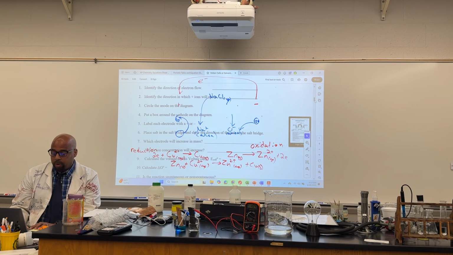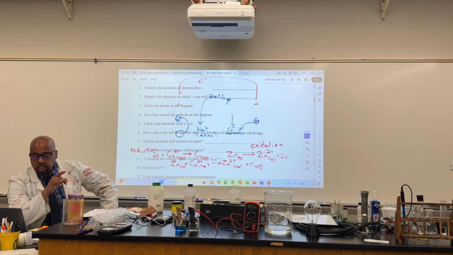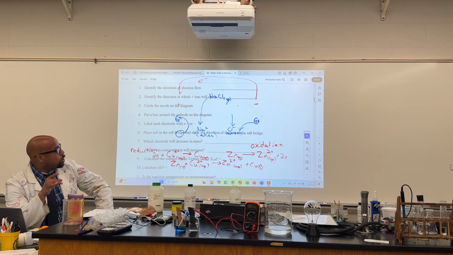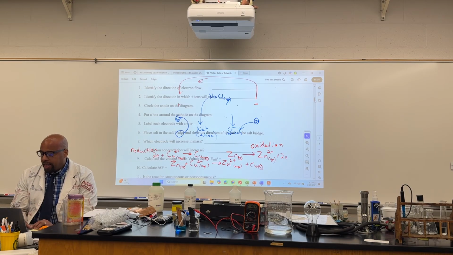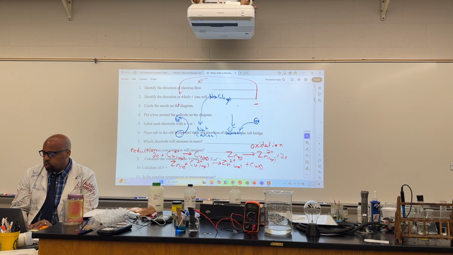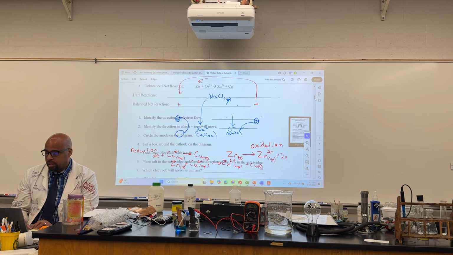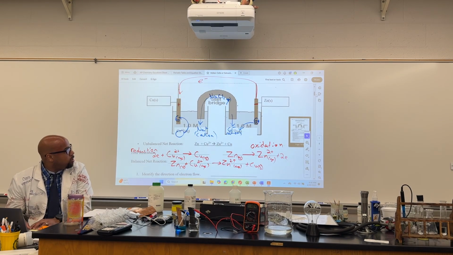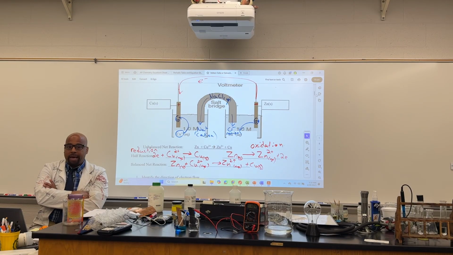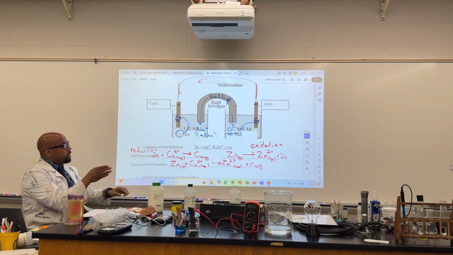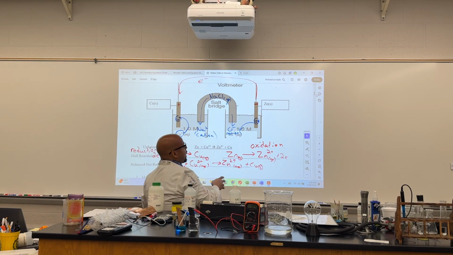Now this is a good one. Which electrode is going to increase in mass? And then it says which ion concentration is going to increase. So if I look at it, look closely. Which electrode is going to increase in mass? The cathode or the anode? Is it going to be the anode? So the anode is going to increase in mass.